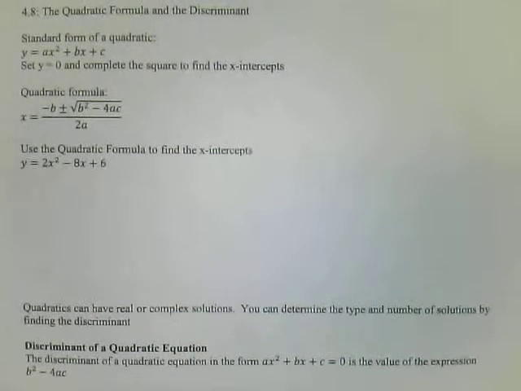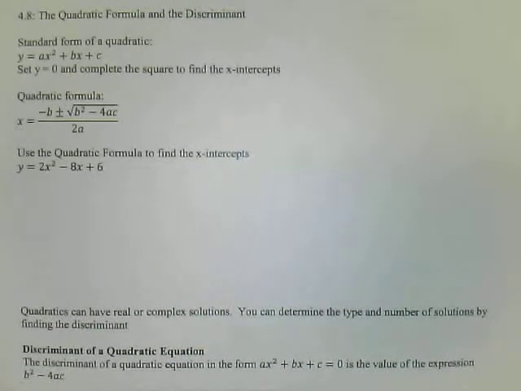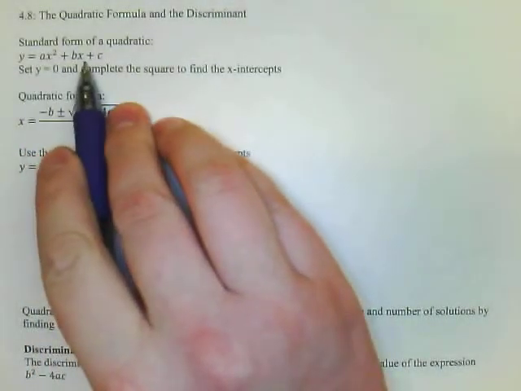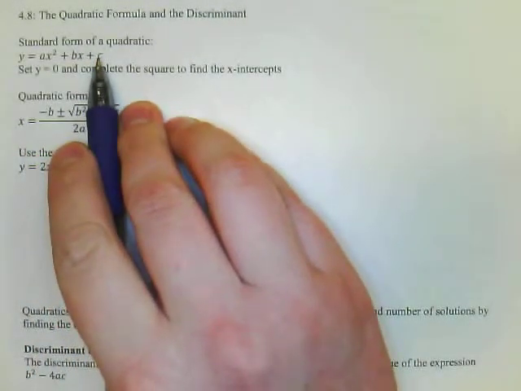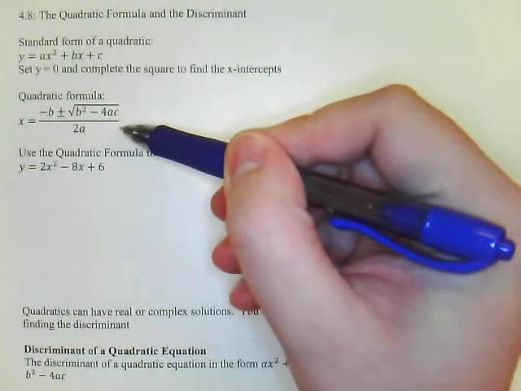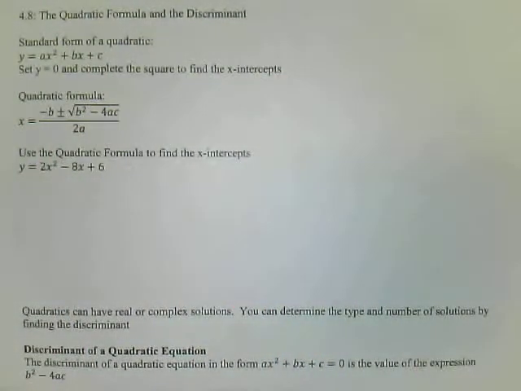Between 4.7 and 4.8, I had a video where we took the standard form of a quadratic, that's this right here, and we completed the square on that, and we got to this formula. Now, you will not have to do that on a test or quiz, but it's important. The reason why I showed you it is it's important for you to see where this formula comes from and why it is the way it is.